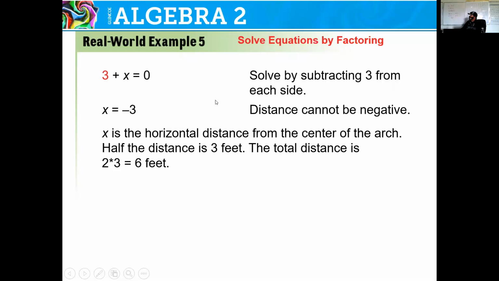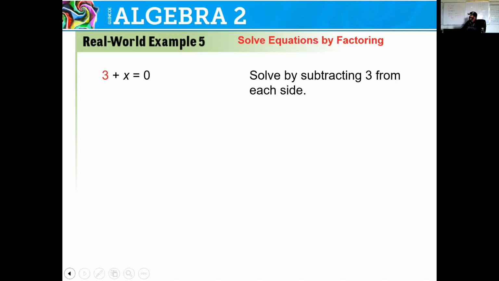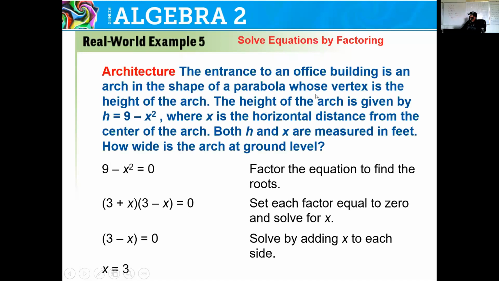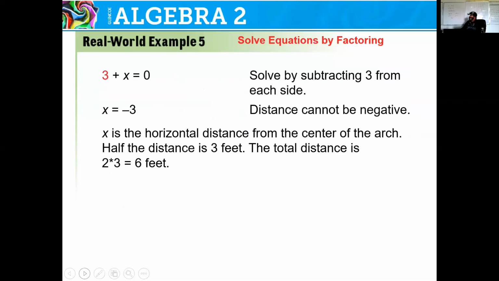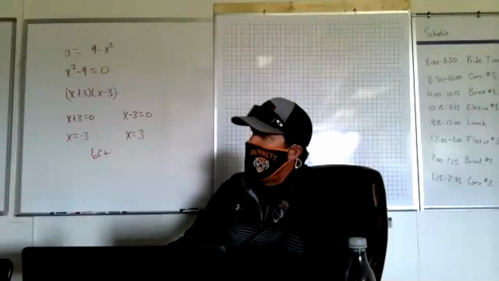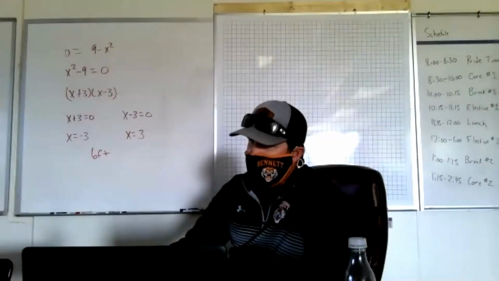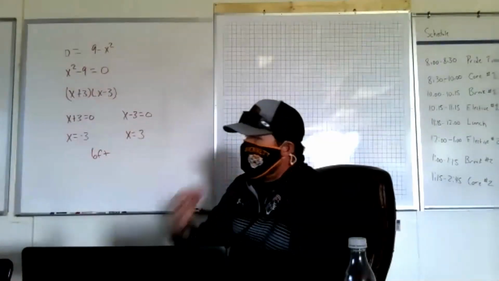Oh, it said from the center? It's talking the whole thing. X is the horizontal distance from the center. So the total arch is 6 feet. From the center to one side would be 3 feet. Huh. No, I was right. But you can see it's the same exact type of thing. We solve it, and then we just have to put it into terms that they are used to.